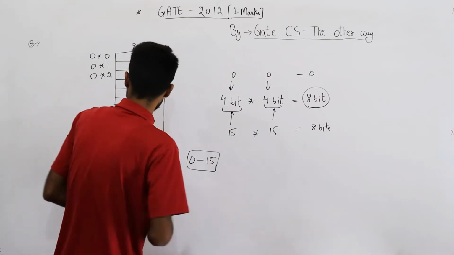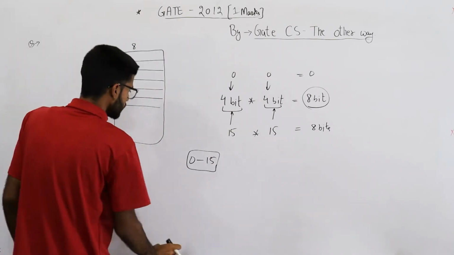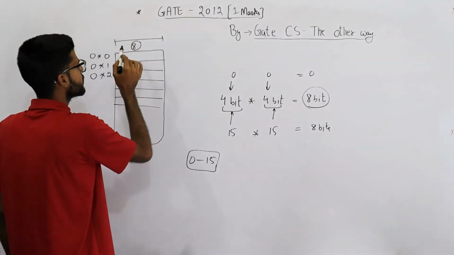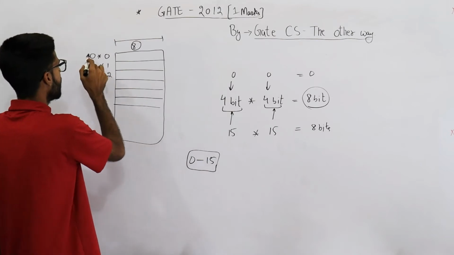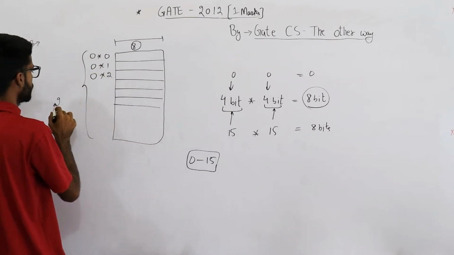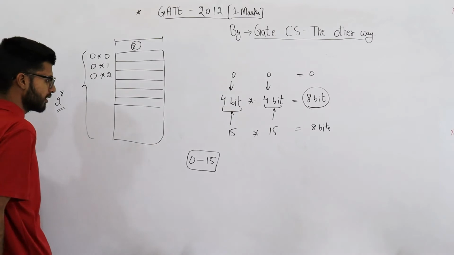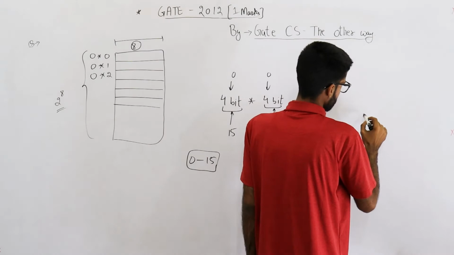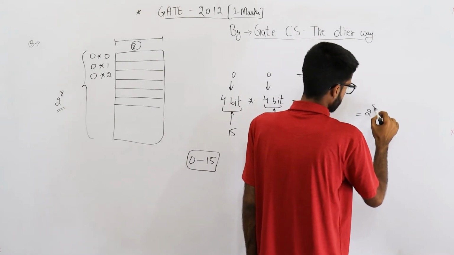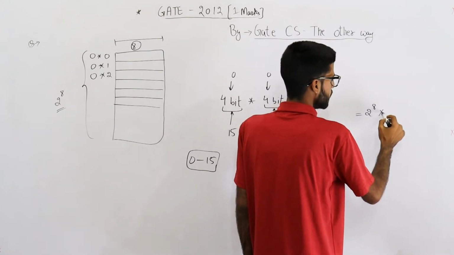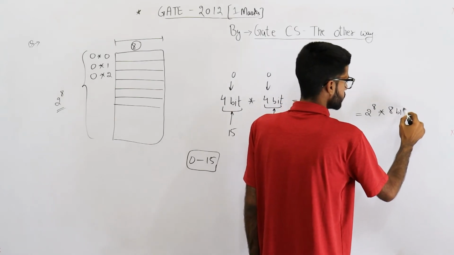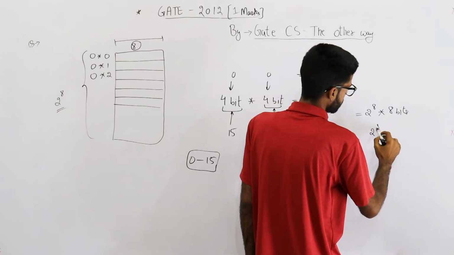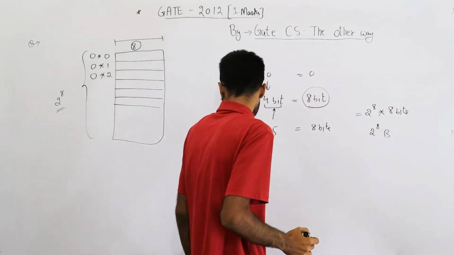So what has happened is, you have a ROM in which one location is of this size, 8 bits, and in total you have 2 power 8 locations. So what is the total size of ROM? So the total size comes out to be 2 power 8, these many locations, into size of one location. Okay. So this is 2 power 8 bytes. Let's see the answer. What is it?